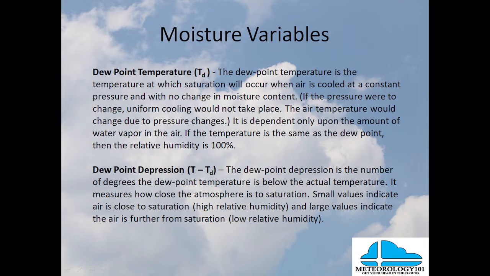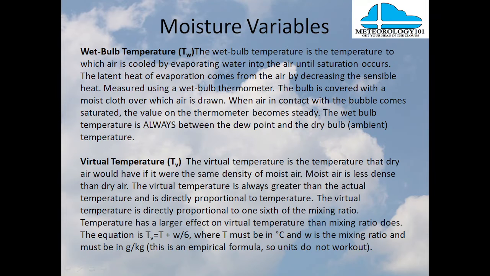Dew point depression is just simply the number of degrees of difference between the temperature and the dew point. So if the temperature is 50 degrees and your dew point is 46 degrees, you have a dew point depression of 4. That's the difference. Dew point temperature, like I said, is simply what the temperature of the air has to cool to before it becomes saturated. The wet bulb temperature usually lands between the temperature and the dew point.